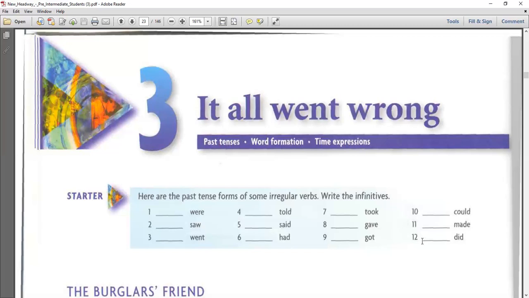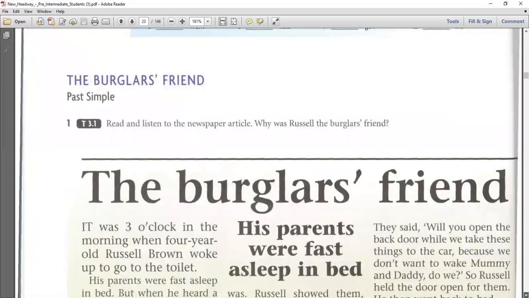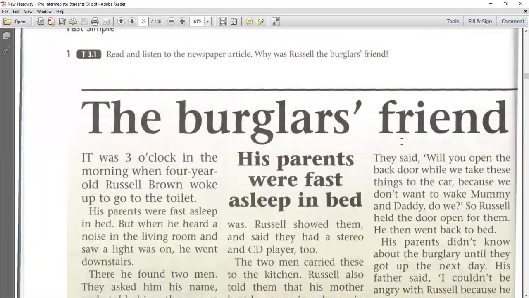this exercise. Before that, students, I want to read for you. This is a very nice text about Pagla's friend. Okay, we have Pagla's friend.